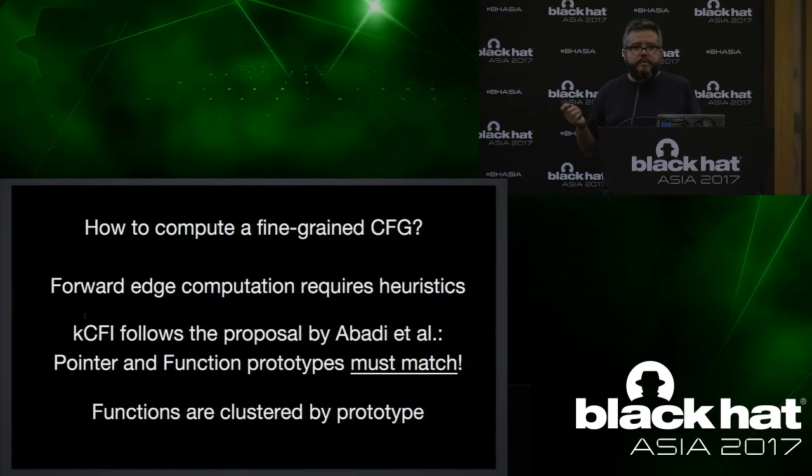But in his approach, basically what he says is that if you have a function pointer, and this function pointer has a prototype, and you have a function, and this function has a prototype, then you enforce that these prototypes must match for this call to happen. So if you have, for example, a function pointer that is void and receives no arguments, this function pointer can only be used to call functions which return void and receive no arguments. So you enforce this sort of matching.